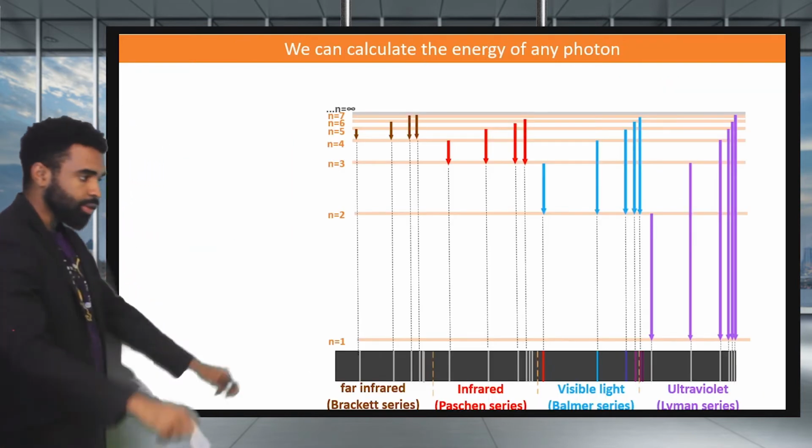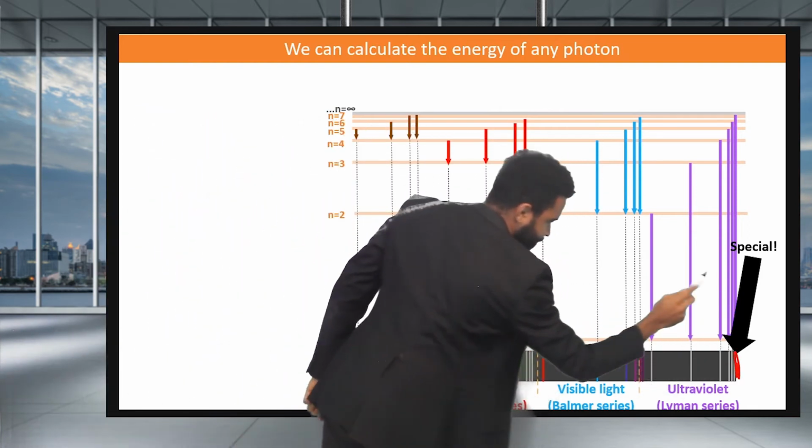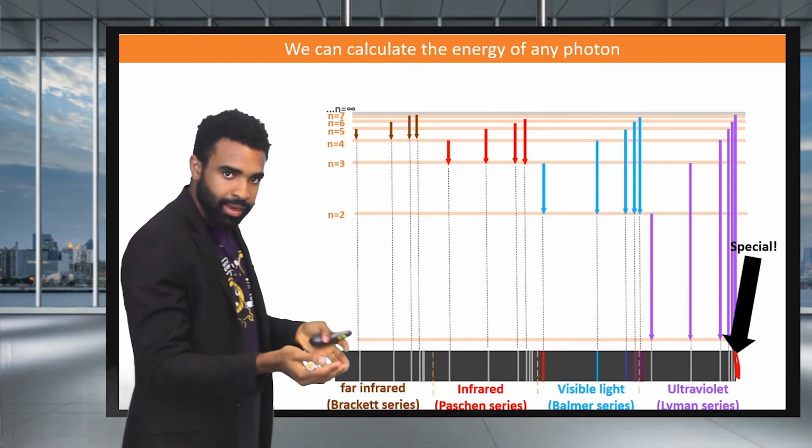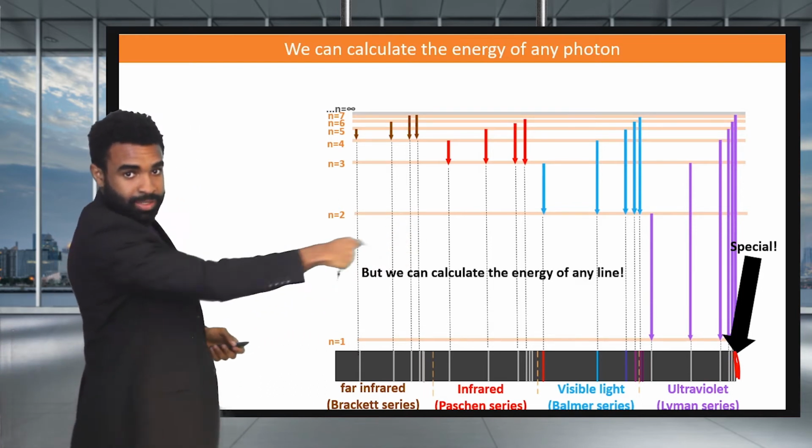Okay, so what we've demonstrated now is that we can take this special line here, this convergence limit, if we know its frequency, and we can find its energy. But we can do it for any line, we don't need that special convergence limit line.